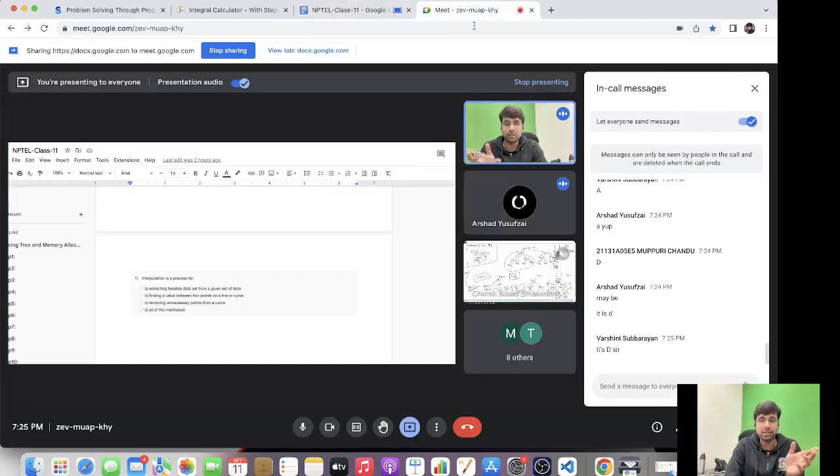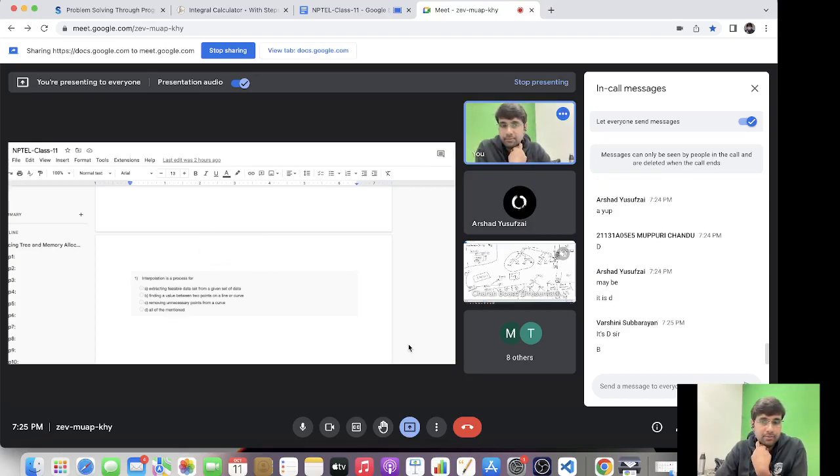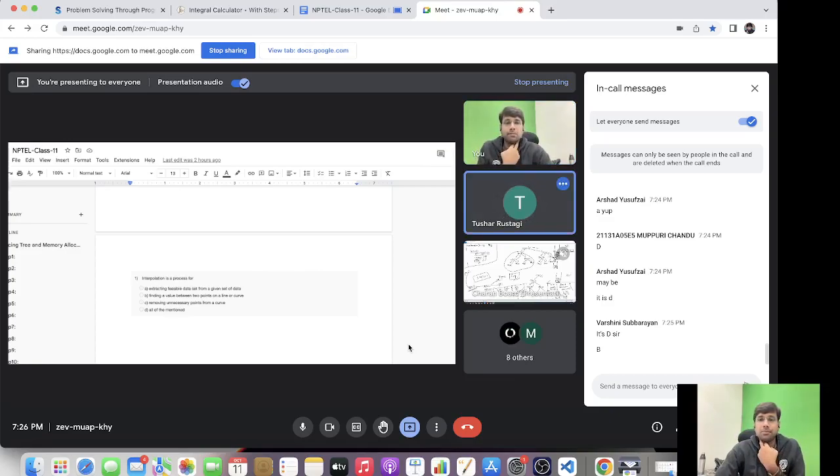So I think you guys know this question. What is interpolation? It is a process for what? Okay, B. B is the right answer because interpolation, as we discussed in the class, is a process where we are trying to find out a value between 2 points on a line or curve.